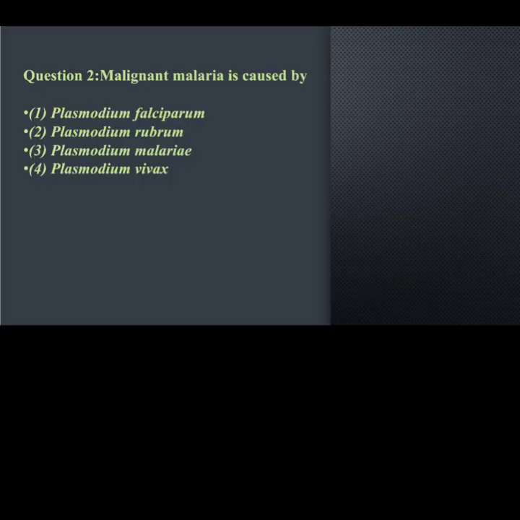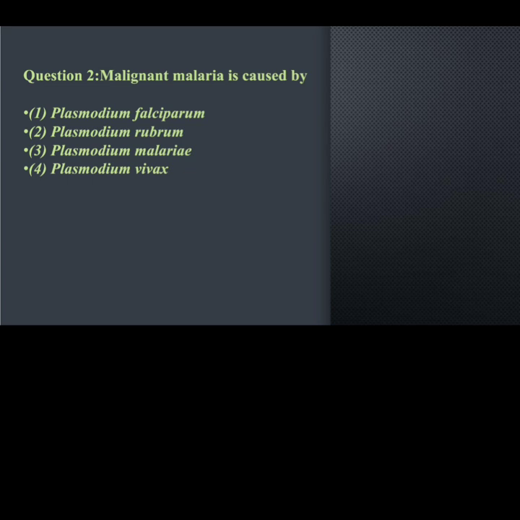Second one, malignant malaria is caused by Plasmodium falciparum, Plasmodium rubrum, Plasmodium malariae, Plasmodium vivax. So here the first one, falciparum, is a parasite known to cause severe malaria, leading to high mortality if untreated. So that is a primary cause of malignant malaria.